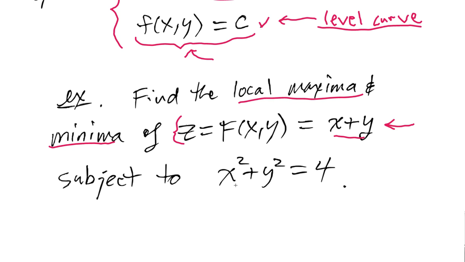But wait a minute, if I subject x and y to the condition that they have to lie on this curve right here, x squared plus y squared equals 4, then maybe there is hope for high and low points. In fact, there are high and low points on that. What is that level curve, by the way? That would be the circle centered at the origin with radius 2.